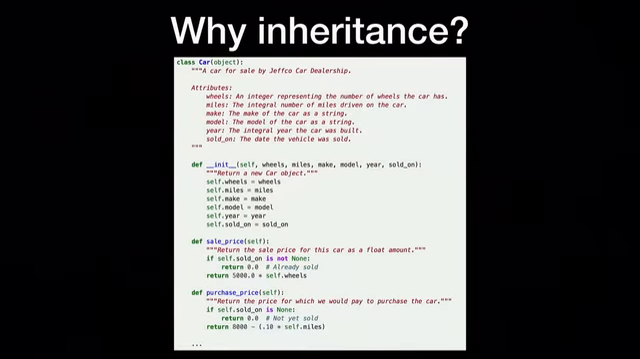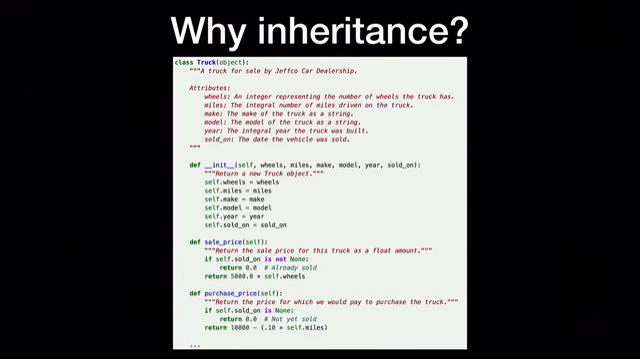Actually, the only difference between these two classes is, if you see the purchase price at the very bottom, the car starts off at 8,000, the truck starts off at 10,000. So we have a lot of duplication of code here, right? So how can we avoid that?